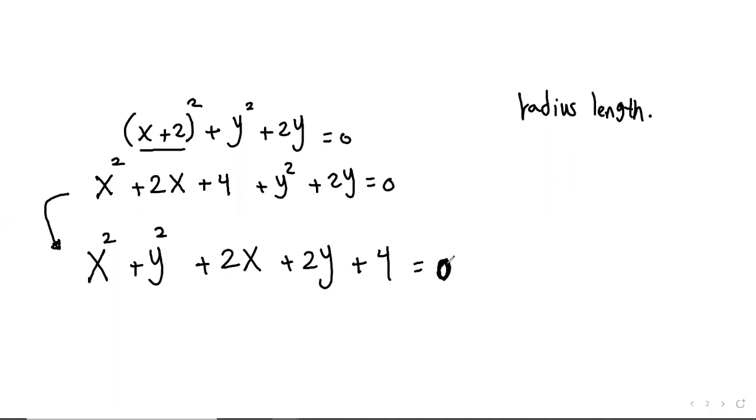It should be 4x, that's right. It's not 2x. Great. 4x plus 2y plus 4 equals what?